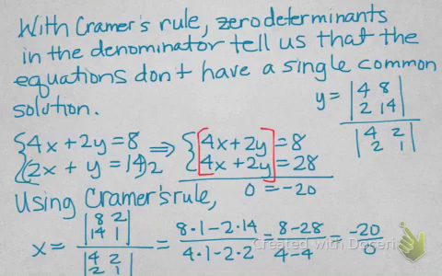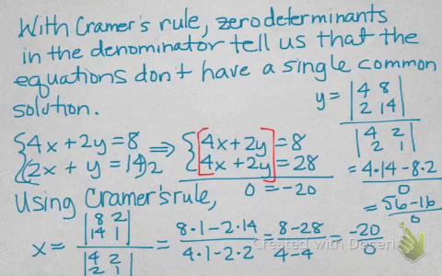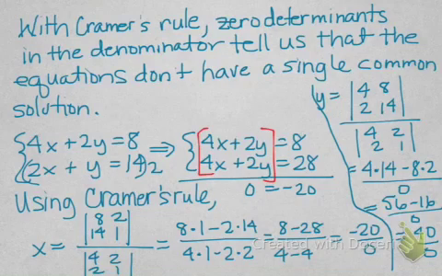If we do the same thing for y, you're going to have 4 times 14 minus 8 times 2 all over 0. So that's 56 minus 16 over 0, or 40 over 0. And we can just tell there's not going to be a single solution in this particular case.